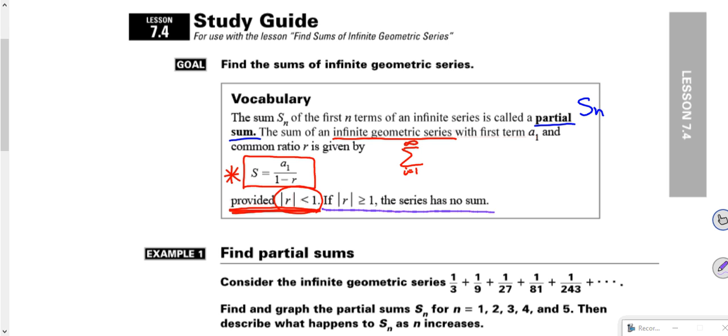If the absolute value of r is greater than or equal to 1, then the series has no sum. So if your ratio, I should say the absolute value of that, is greater than or equal to 1, then it has no sum.